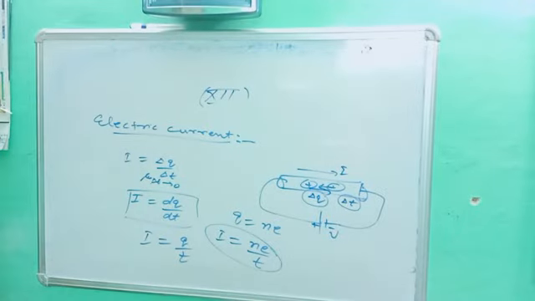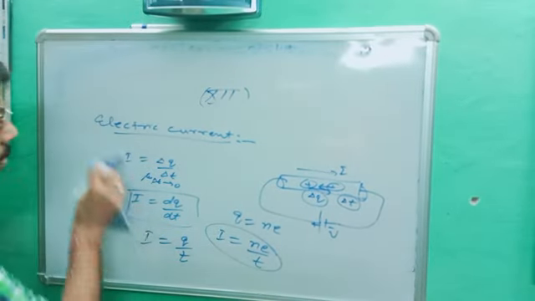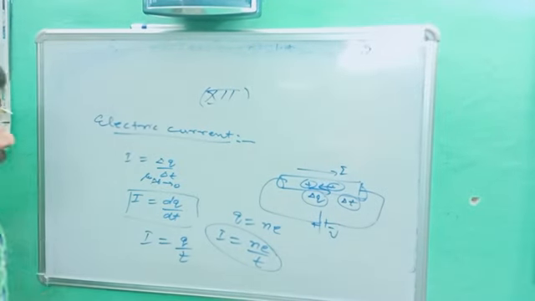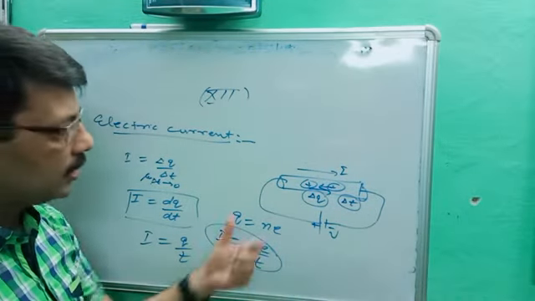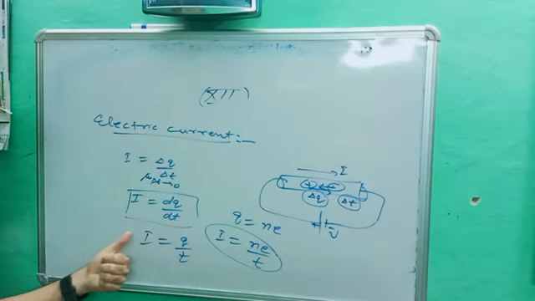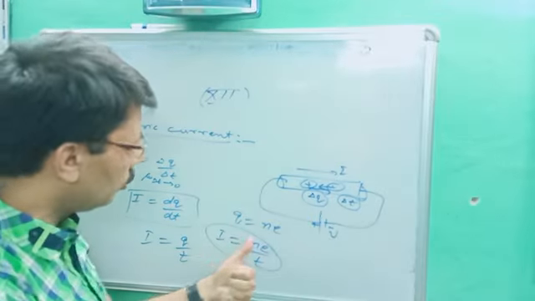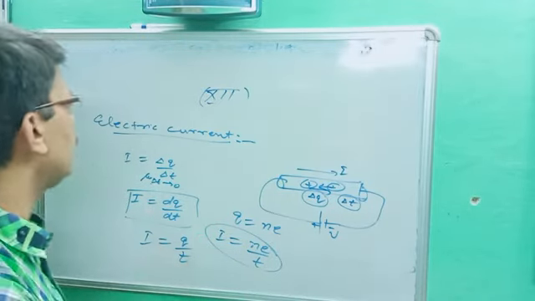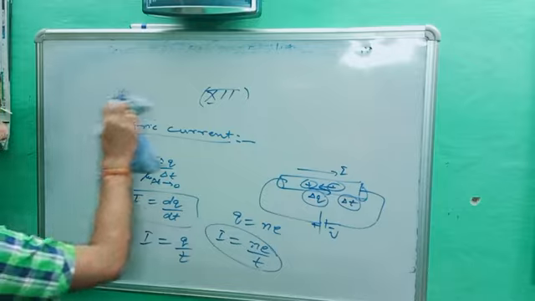This is the introduction of electric current. Once again, the rate of flow of charge through a cross section of area A is called electric current. I is equal to dQ upon dt and I is equal to Q upon t as well. Since Q is equal to ne, I is equal to ne upon t. So this is the introduction of electric current.